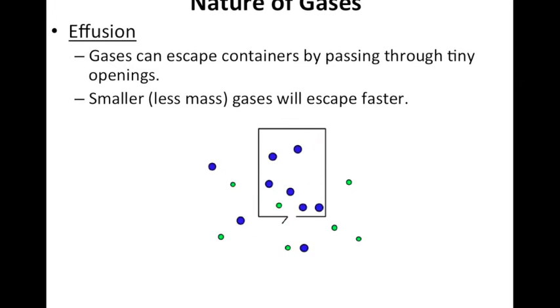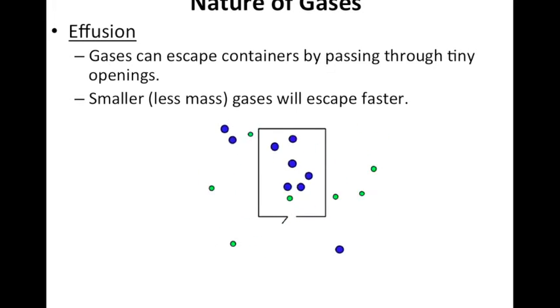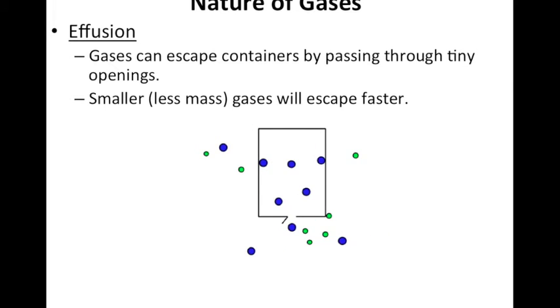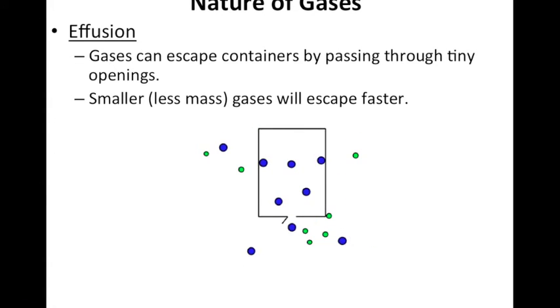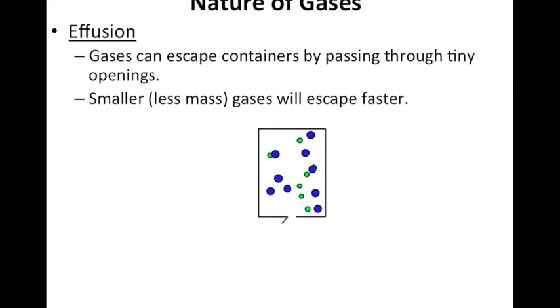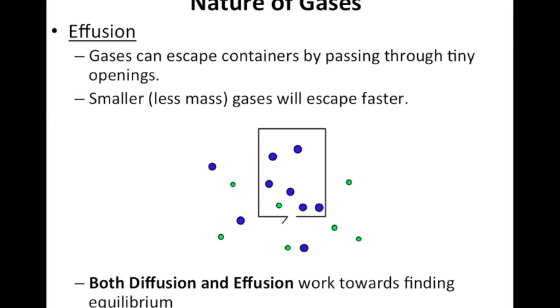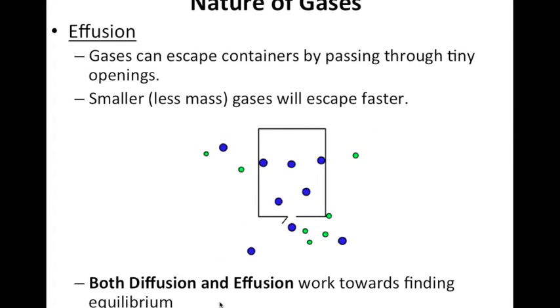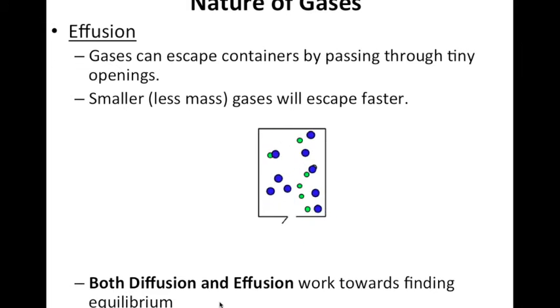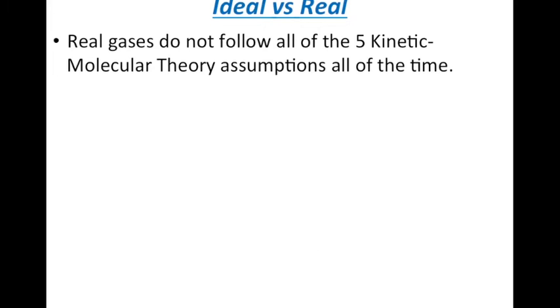Also, air is actually entering into the balloon, which doesn't cause a balloon to float. So that's why the helium doesn't completely escape and the balloon never really completely deflates, because helium is escaping and air is entering. So effusion can happen in both directions. The helium doesn't just escape, air also enters the balloon, again trying to reach equilibrium. Both diffusion and effusion work towards finding equilibrium. So please remember both of those are working to create equilibrium.